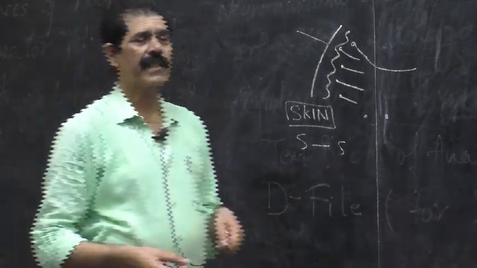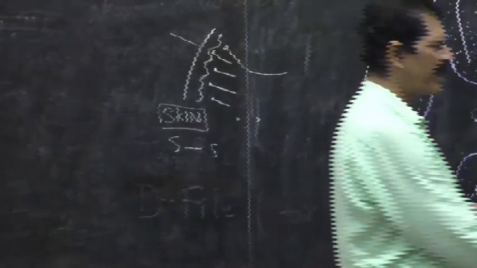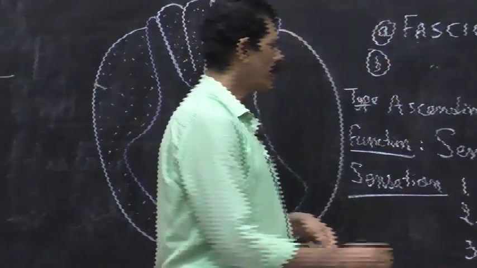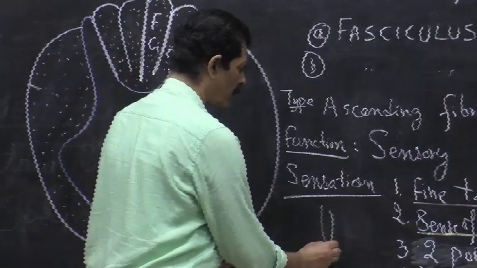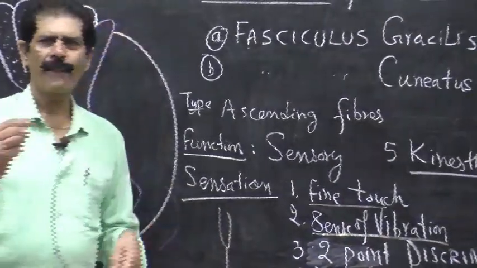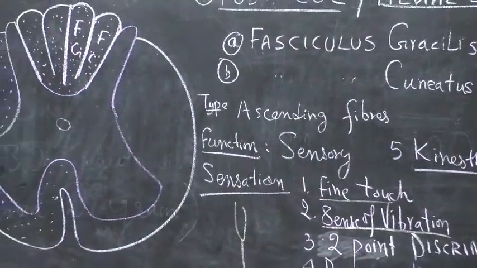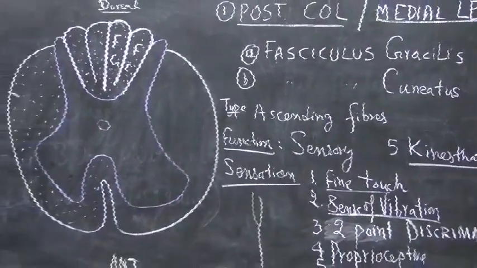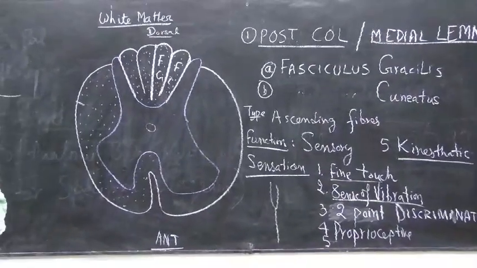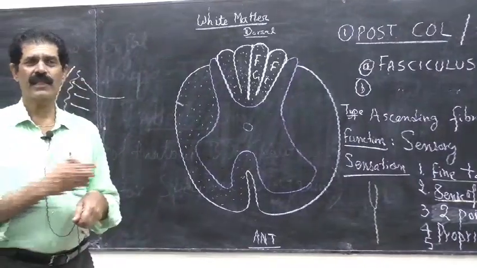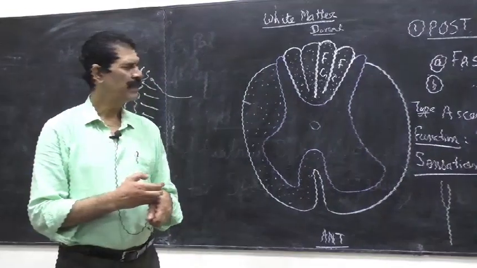Then number two is the sense of vibration. What is the meaning of the sense of vibration? Sense of vibration means if a tuning fork is vibrating, and we put the tuning fork anywhere on the body, our body can feel the vibrations of the tuning fork also. So this is another type of sensation, from the skin to the bone.